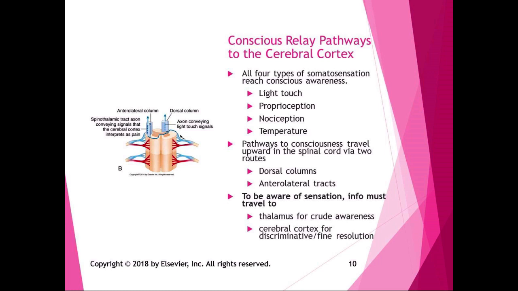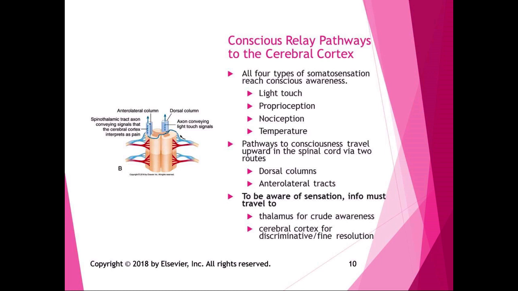The conscious relay pathways transmit all 4 types of somatosensation, which reach conscious awareness. That's important: light touch, proprioception, nociception, and temperature. Pathways to consciousness travel upward in the spinal cord via 2 routes. The first route is the dorsal columns, and the second is the anterolateral tracts.